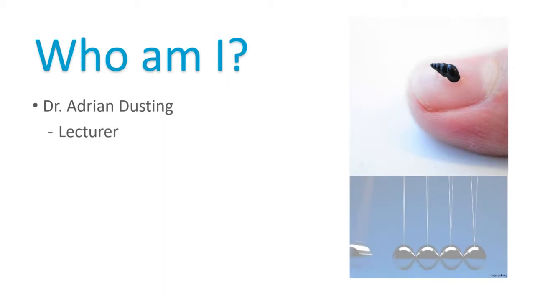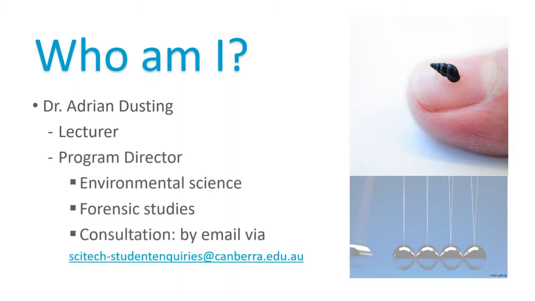I am a lecturer. I teach various units, so physics, data analysis, the diversity of life and habitats, all of which you'll be taking in your first year. So we will get to know each other pretty well. I apologize for that in advance. I'm also a program director, so that's the capacity in which I'm here today. This means that I have oversight over the environmental science degree.